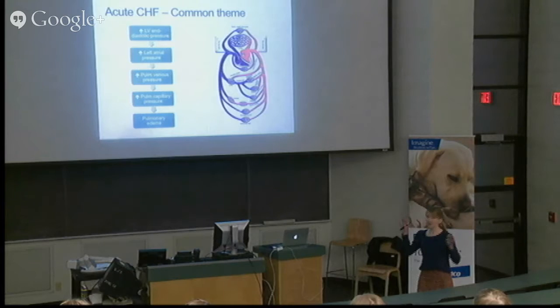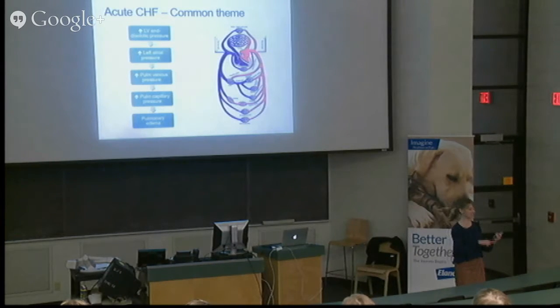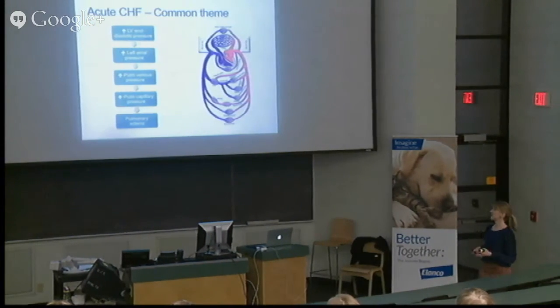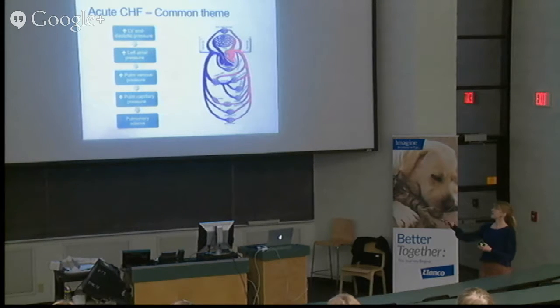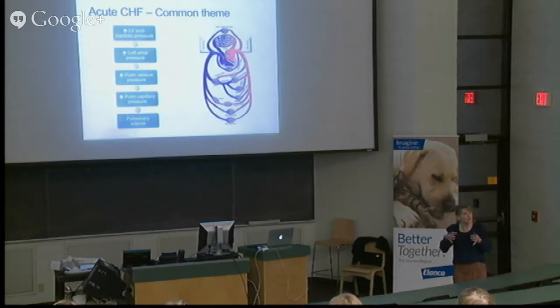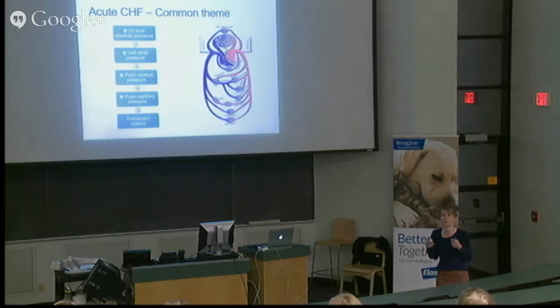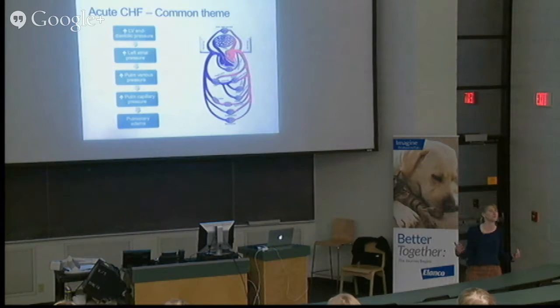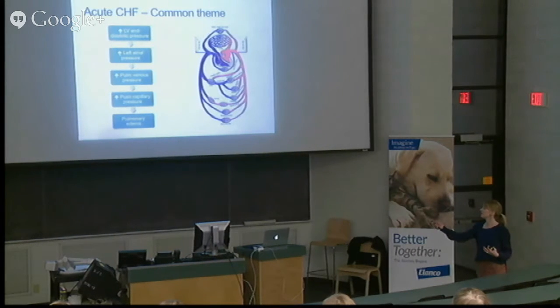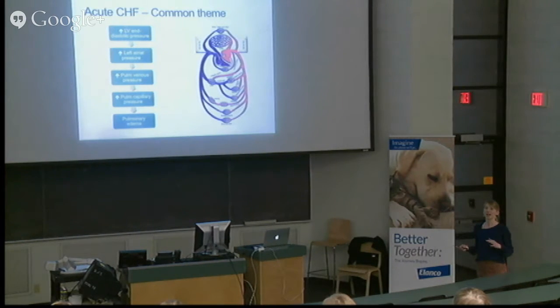So the common theme then, regardless of whether it's DCM, mitral valve disease, HCM, is that there is, at some point, a critical elevation in the pressure in the left ventricle in diastole. That's the critical problem here. And I'm focusing on the left because left heart failure is more common. We could stick the word right in here and we'd still be talking the same pathophysiology, but we're going to focus on the left. And the next result of that is that our left atrial pressure rises.